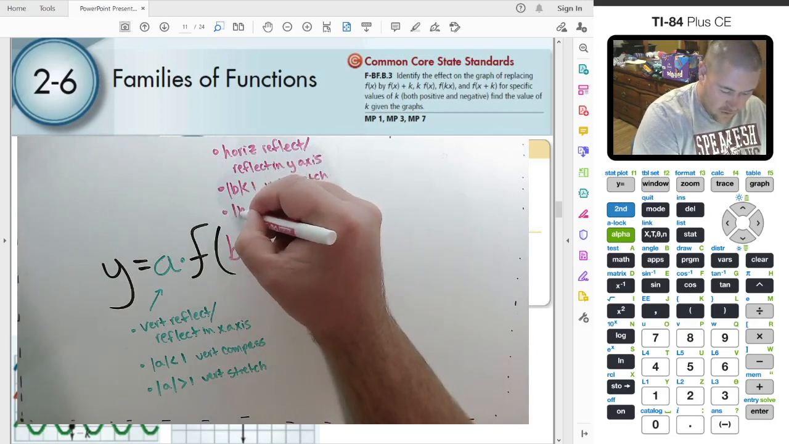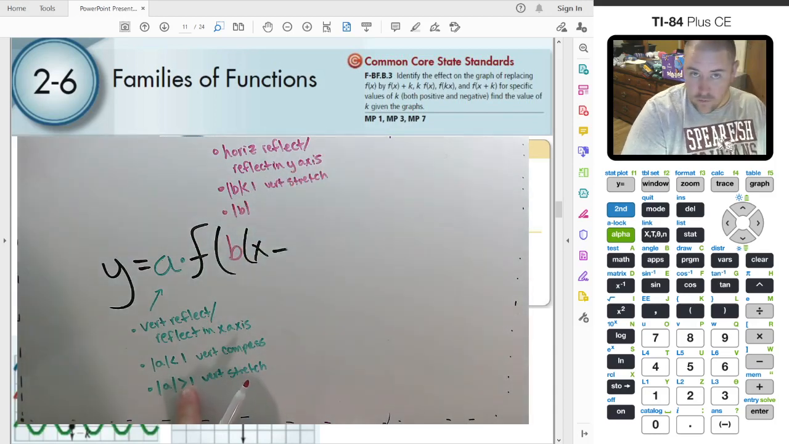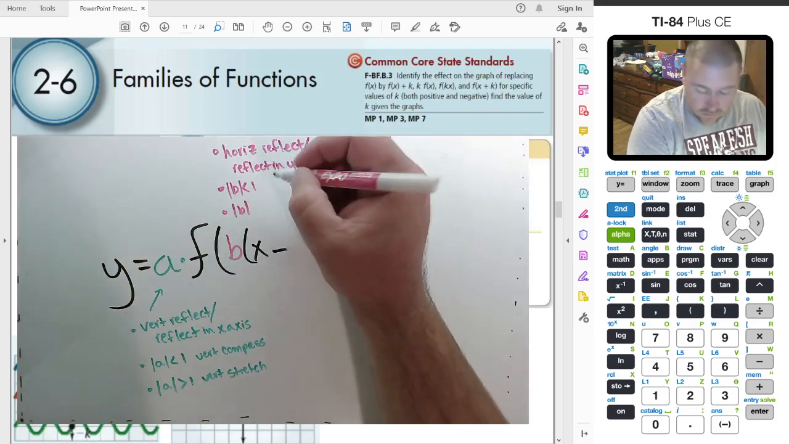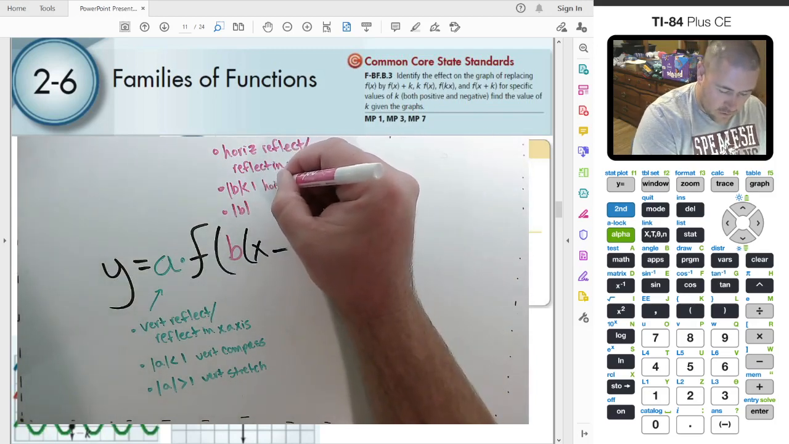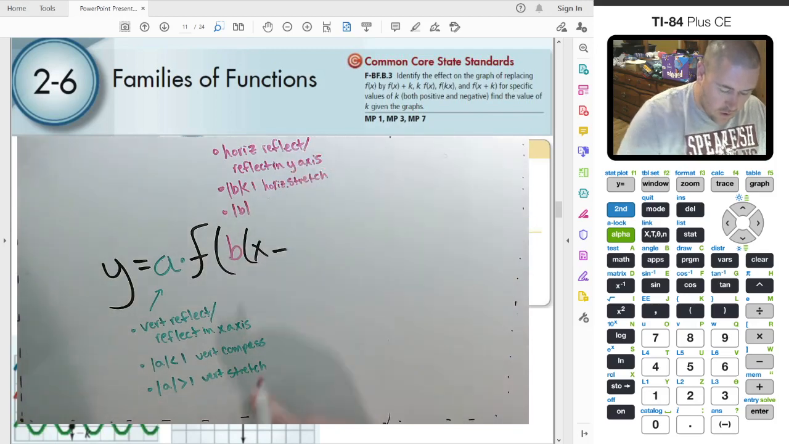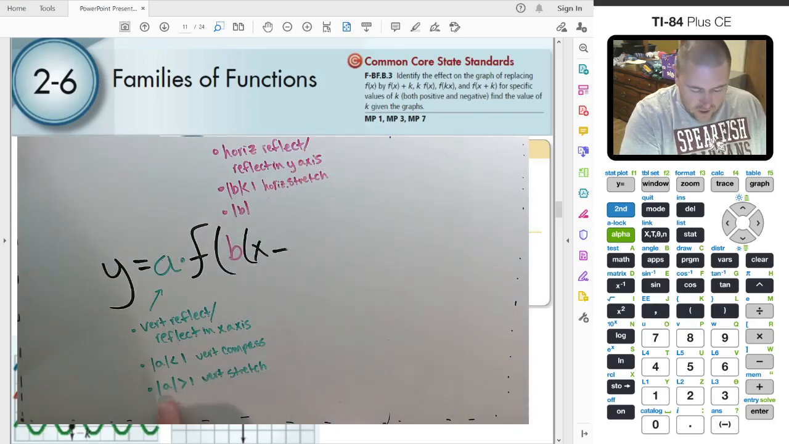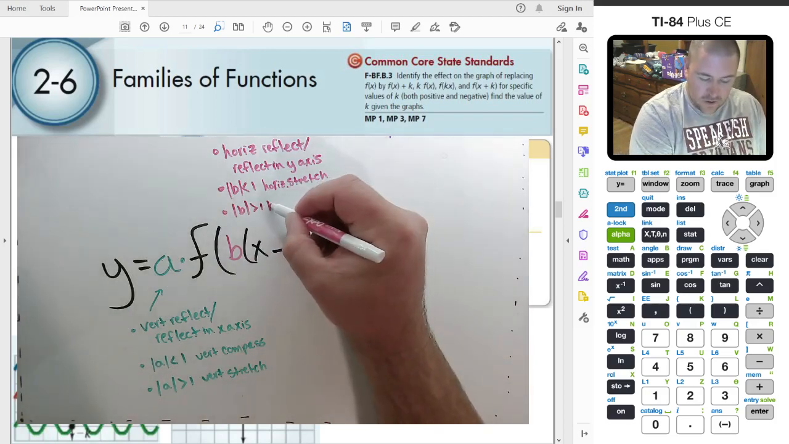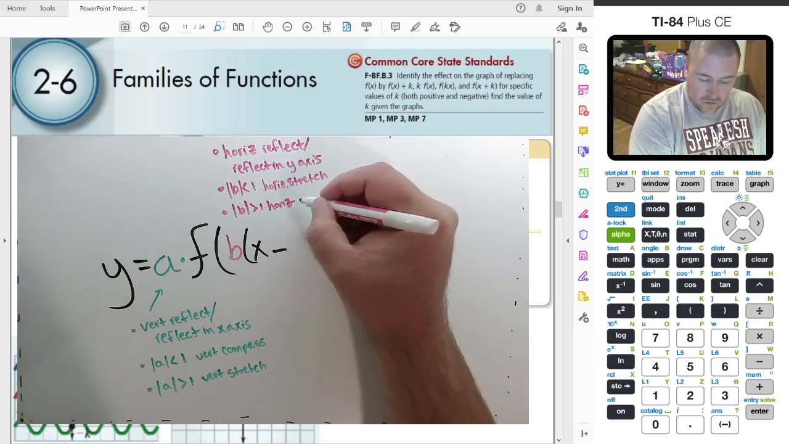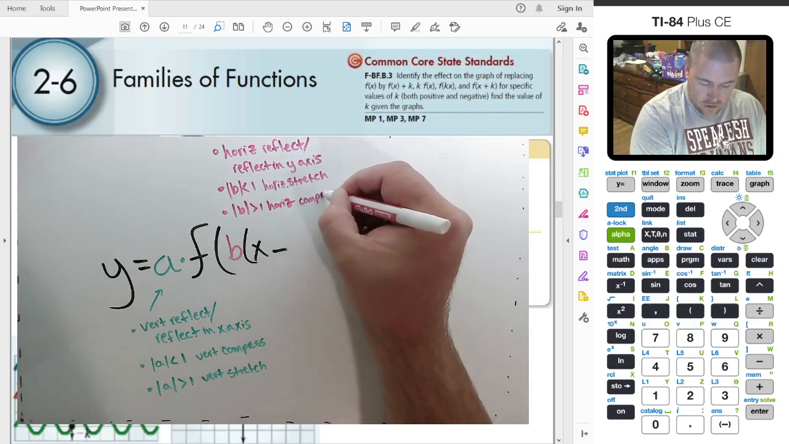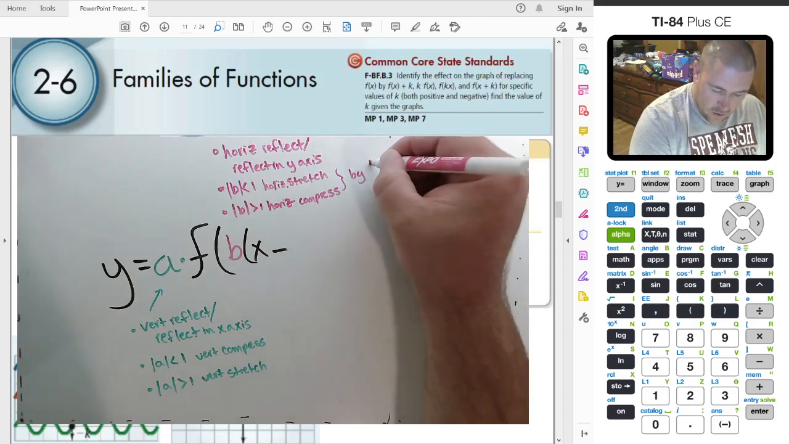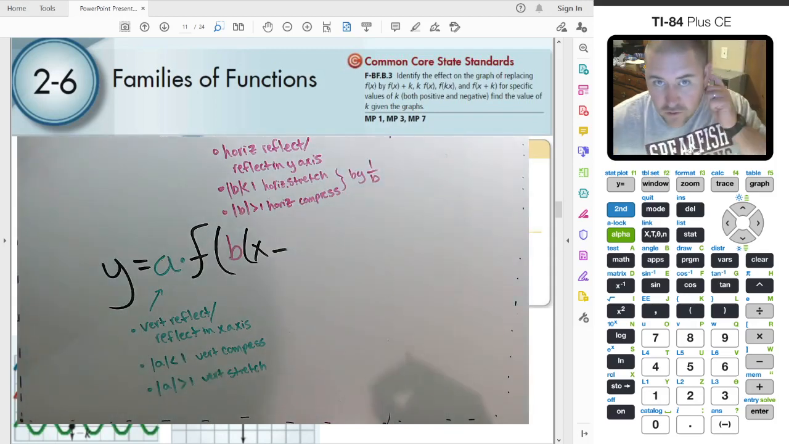If A was greater than 1, it was a, I said vertical. I'm tired, it's late, okay, horizontal, sorry. If A was greater than 1, it was a vertical stretch, so flip-flop. If B is greater than 1, it's a horizontal compression. And both of these are by 1 over B. They're always by the reciprocal.